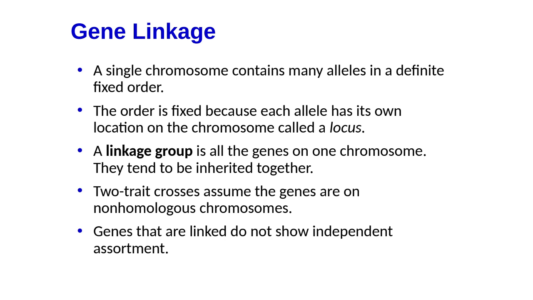So this is going to affect things like his two-trait crosses, the ones that we did earlier, where he assumed that genes are on non-homologous chromosomes. Genes that are linked do not show independent assortment. We're going to get into a little more detail on that, but in general, if the genes are on the same chromosome, and specifically if they're close together, then they may be linked pretty tightly, meaning that they'll get inherited together.